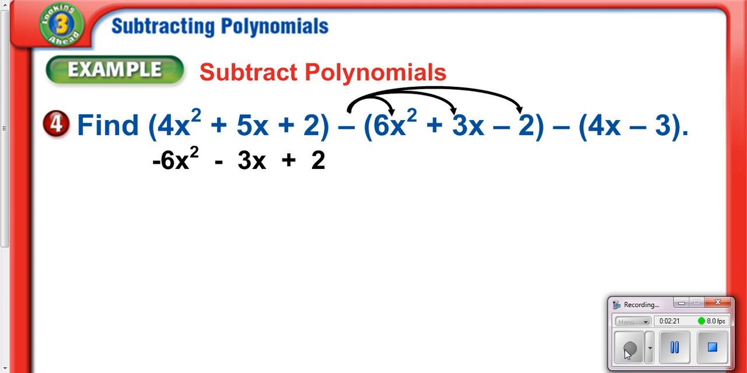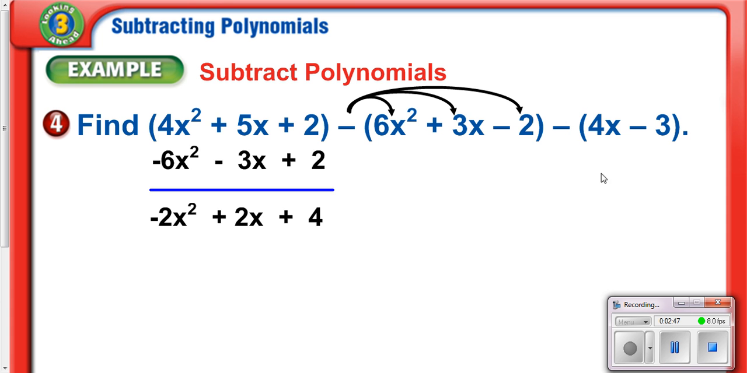With our distribution of the negative sign, we get negative 6x squared minus 3x plus 2. Go ahead and solve the problem right there when you're subtracting those two trinomials. Combining the like terms from the subtraction, we get negative 2x squared plus 2x plus 4. You're not finished here. You need to go ahead and subtract by this binomial, 4x minus 3.